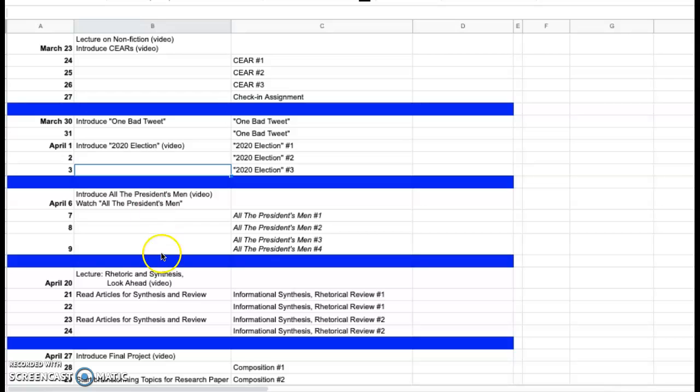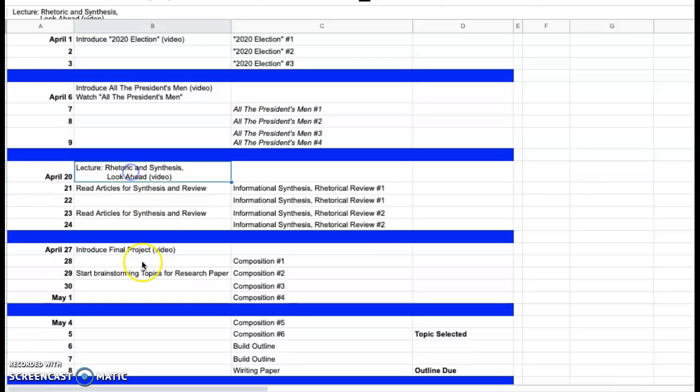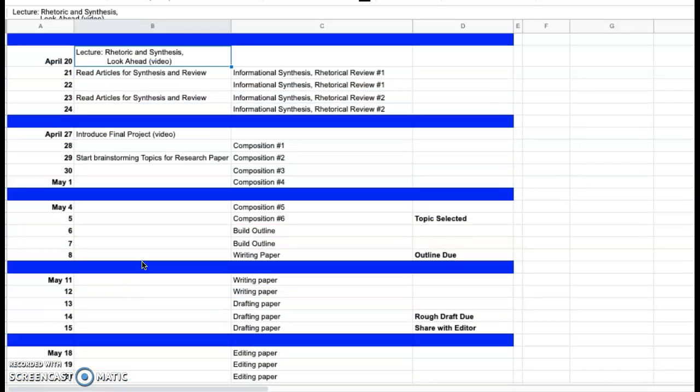So now, well, 3 weeks technically, huh? Yeah, 3 weeks. Wow. So we're moving into the next coming up weeks here. And like I said, we just had that lecture on rhetoric. And so what I'm going to have you guys do is what we call informational synthesis and rhetorical review. So using a lot of what I discussed in the lecture, you're going to be completing some assignments.